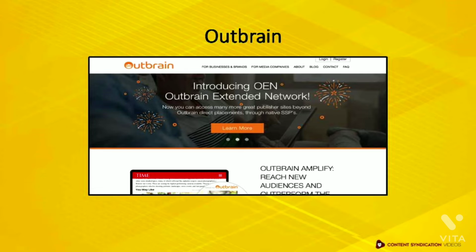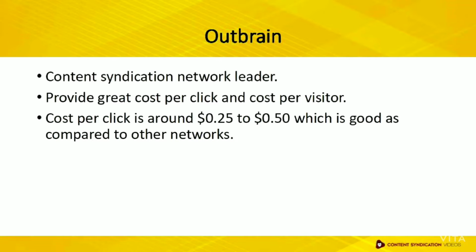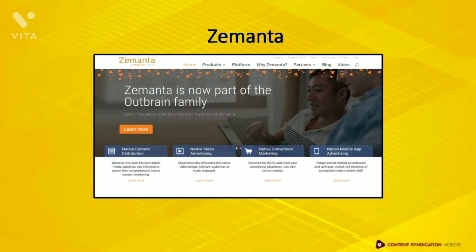First up is Outbrain. Outbrain is one of the content syndication network leaders. They provide great cost per click, or cost per visitor, for users. Usually, their cost per click is around 25 cents to 50 cents, which is quite good as compared to other networks.